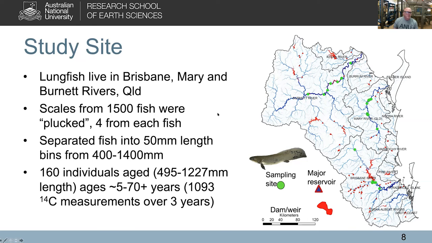Because they're threatened fish, you wouldn't want to kill them anyway. What we did was we just pulled a scale off of each fish. So we collected about 1,500 fish, but we only measured about 120 of the 160 of the individuals. And what we found is that they aged anywhere from between 5 years and greater than 70 years old.